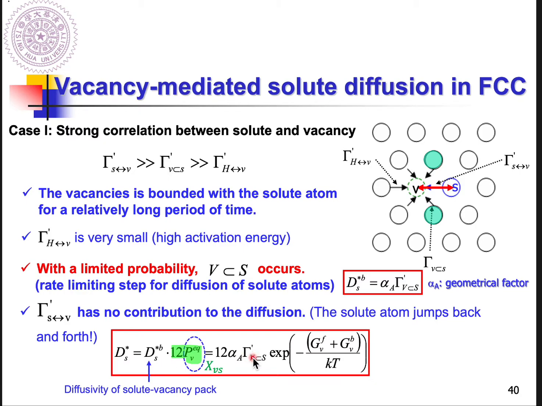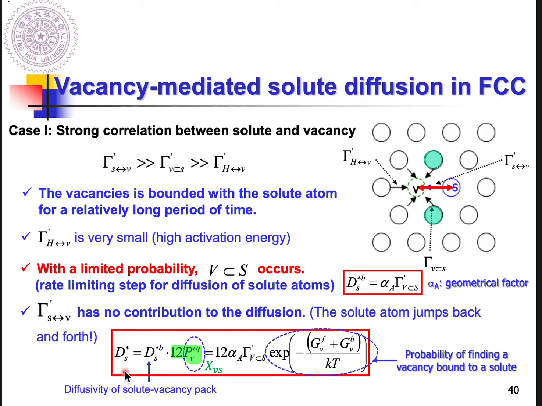the self-diffusivity for this solute atom, which is proportional to the atomic jump rate between the host neighboring solute atom and the vacancy, and also the probability to find this vacancy bound with the solute, which is proportional to exponential of minus the vacancy formation energy and also the binding energy between the solute and vacancy. So this term is the probability to find a vacancy bound with a solute atom. So this is case 1, right?